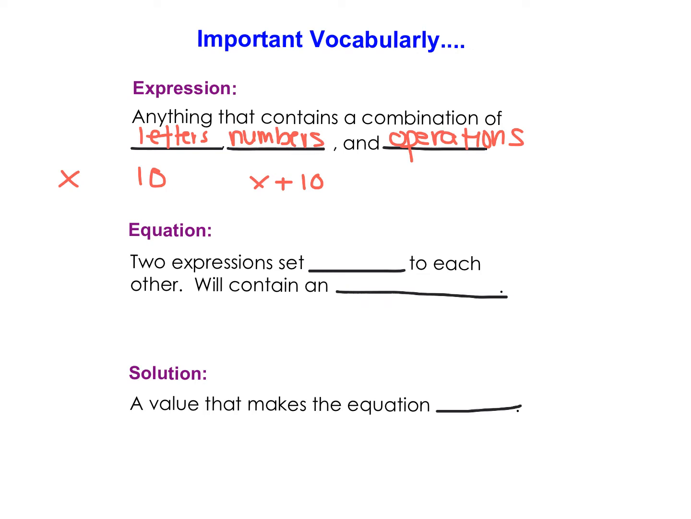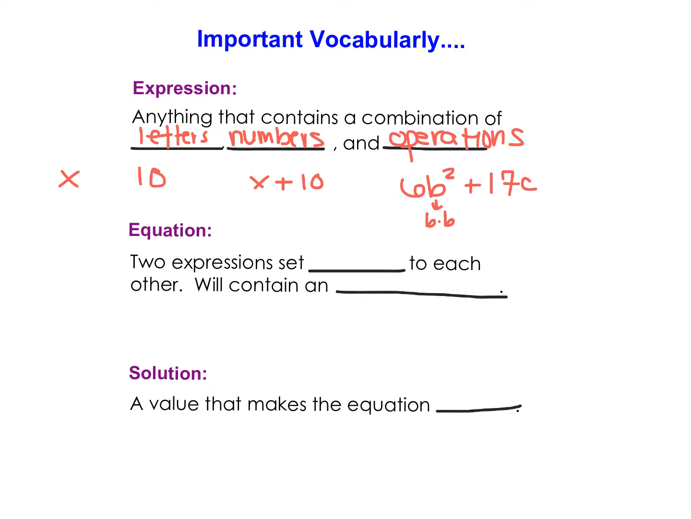You could also have something like 6b squared plus 17c. Again, you have letters, numbers, operations, because b squared is really b times b, and that's it. So that's what an expression is at its most basic level.